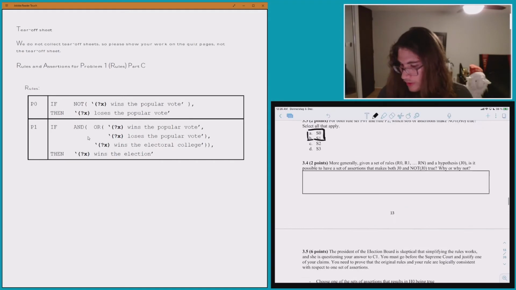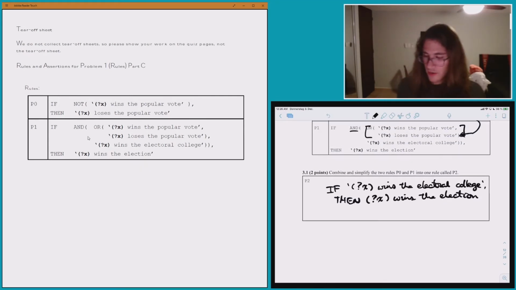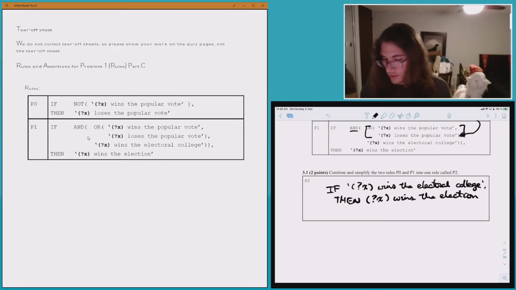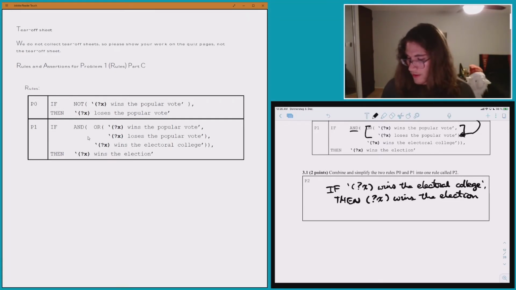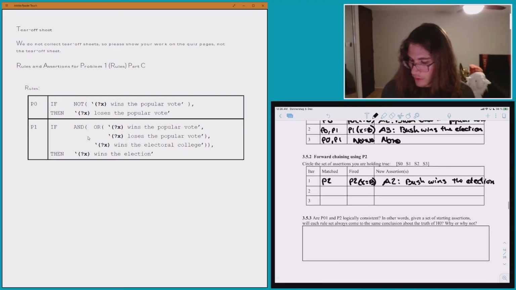Let me scroll up quickly to my P2 so that you can see, and also for my own sanity to check. Okay, yes, this is in fact the rule that it does match with: Bush wins the Electoral College, therefore Bush wins the election. It's only one rule and only one variable, which means yes, P2 did match, but there's nothing new to fire and no new assertions therefore.